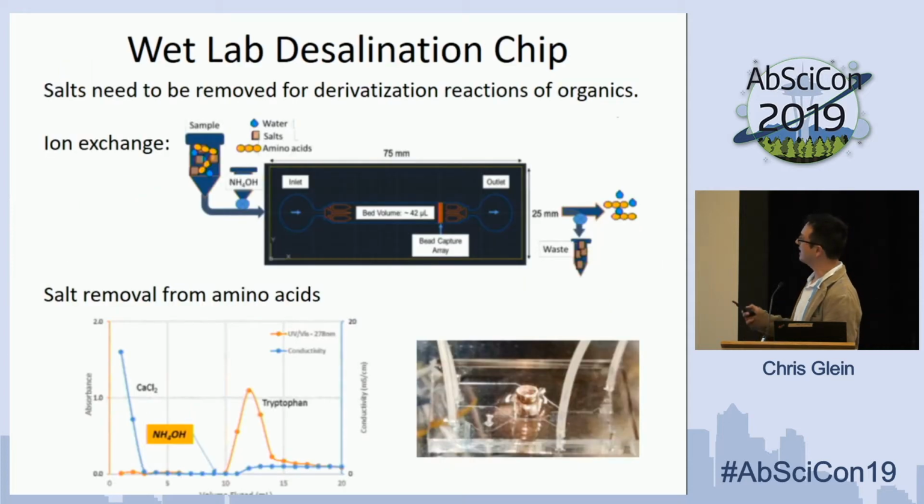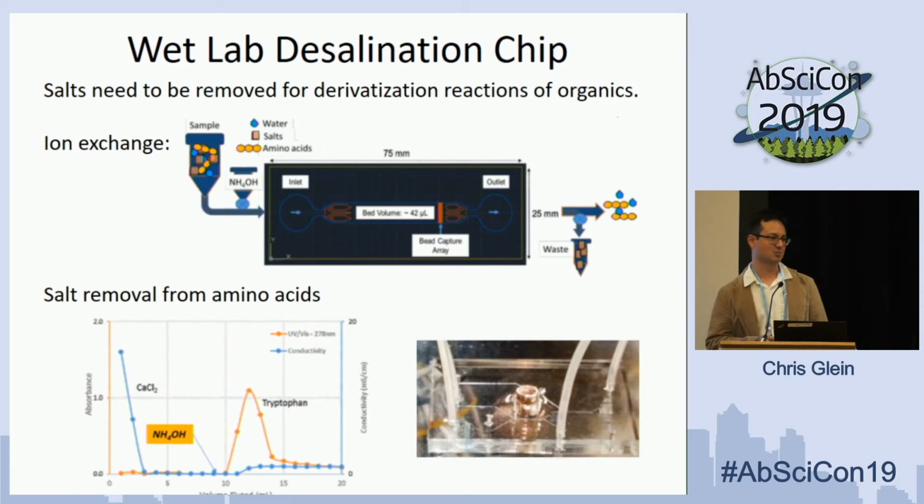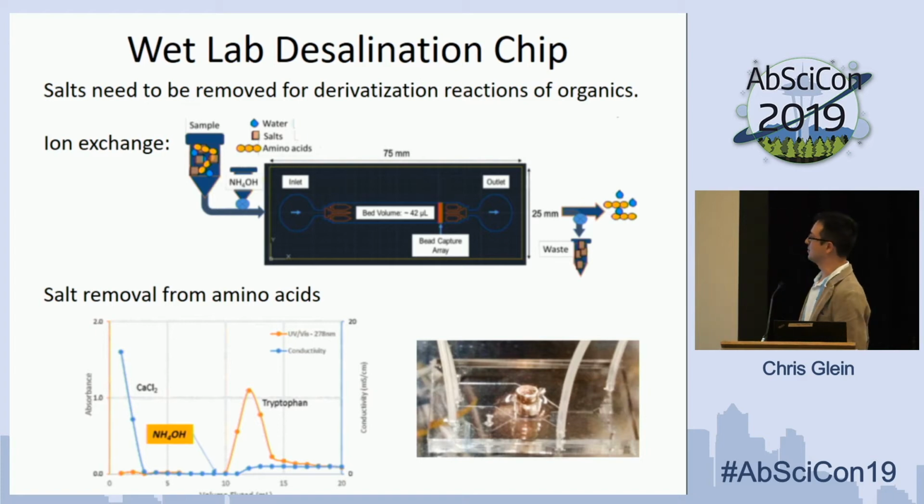Here's the Wetlab Desalination chip. Why we think this is so useful and important is because if you have a lot of salts, which was recently rediscovered just a couple weeks ago, they can interfere with chemical derivatization reactions, which make amino acids amenable to GC analysis. So we've got to figure out a way to deal with salts.